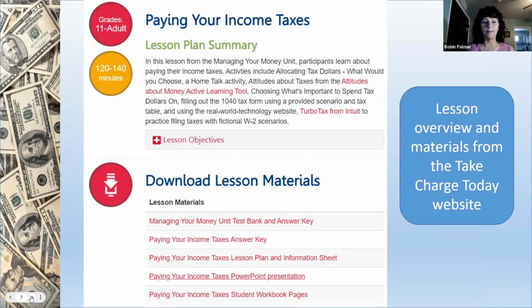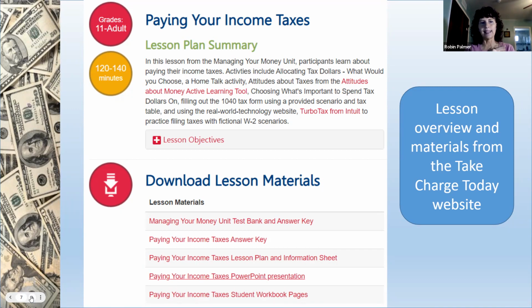The paying your income taxes lesson is one that I thought was super important for Take Charge Today to have, because I really wanted my students to understand how to pay their taxes. So many of them have jobs, they have taxes taken out, and they just let that money go because they don't know that they don't have to necessarily pay income taxes yet when they're living at home.